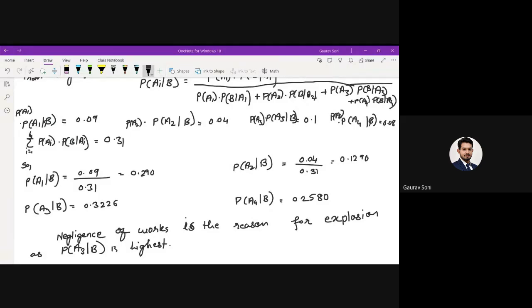So in the next lecture, we'll look at the discrete probability distribution, what is discrete and what is continuous probability distribution, and then we will look at different distributions. That's all for today.